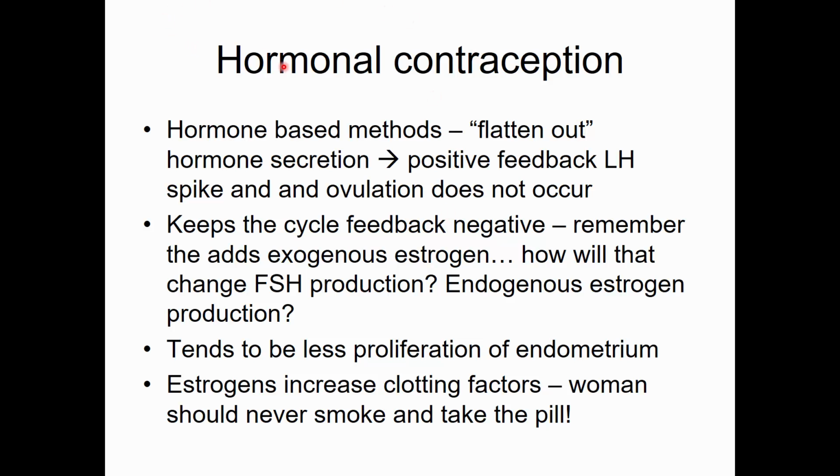Alrighty, so what happens when a woman takes a hormonal-based contraceptive method? Well, you're adding exogenous hormone, adding hormone from the outside. And when that happens, you change the production of the woman's endogenous hormone secretion. So when estrogen is added to the cycle, basically you promote a negative feedback mechanism. You decrease FSH. There's not as much endogenous estrogen production. There's not as much proliferation.